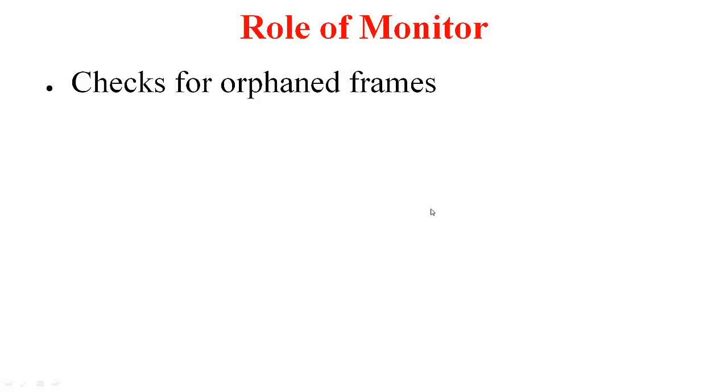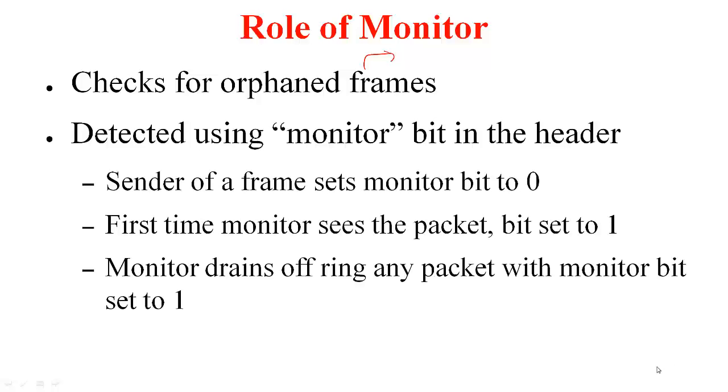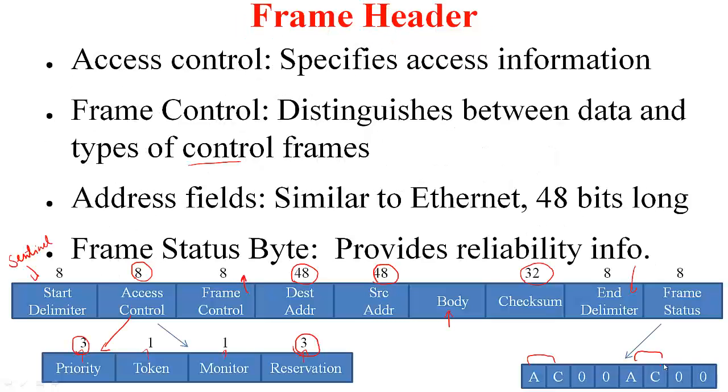There is another role of the monitor, which is to check for orphaned frames. Orphaned frames are those frames where the sender crashed and did not remove the sent frame from the ring. So how would you check for orphaned frames? Basically by using a bit in the header. This bit is called the monitor bit, which is part of the access control. I didn't mention this. The token bit here is set to 1 if the particular frame is a token frame, otherwise it is set equal to 0.